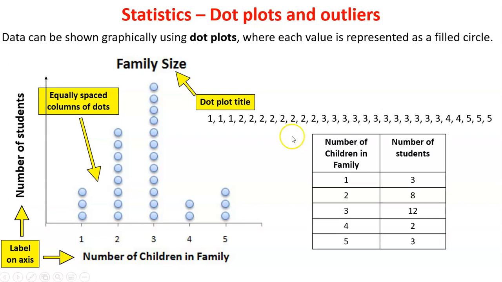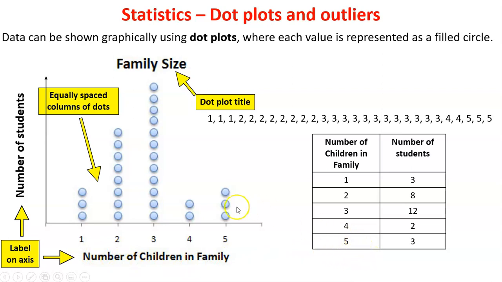Another way of displaying the data in a dot plot would be to have a table. We can see we've got number of children in the family, which is our bottom axis. So we've got 1, 2, 3, 4, 5, as we have here. And then we've got number of students. So again, we'll look at one child in a family. How many students are there? 3. 2 children in a family. How many students have 2 children in a family? 8, and so on. Now you'll be creating some of these tables in our MathSpace task today.